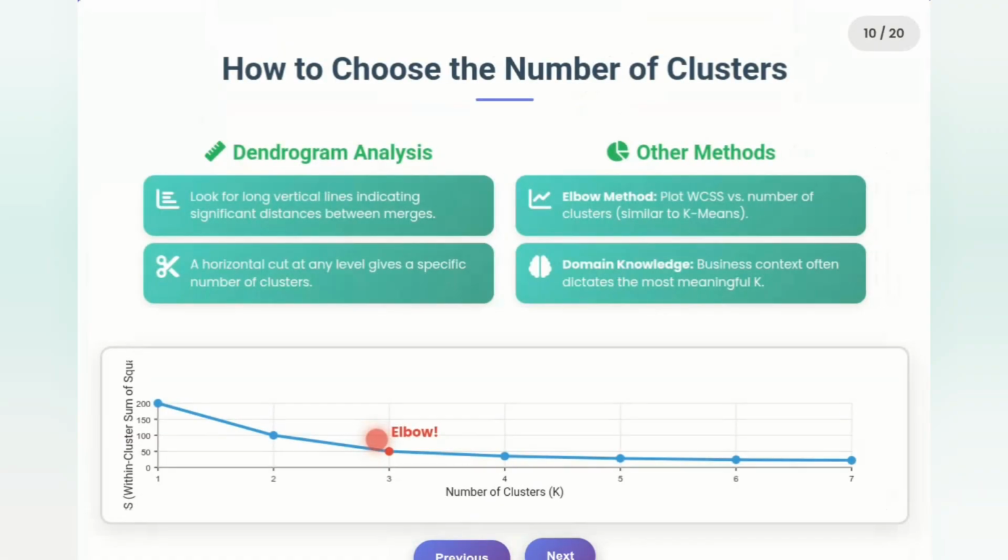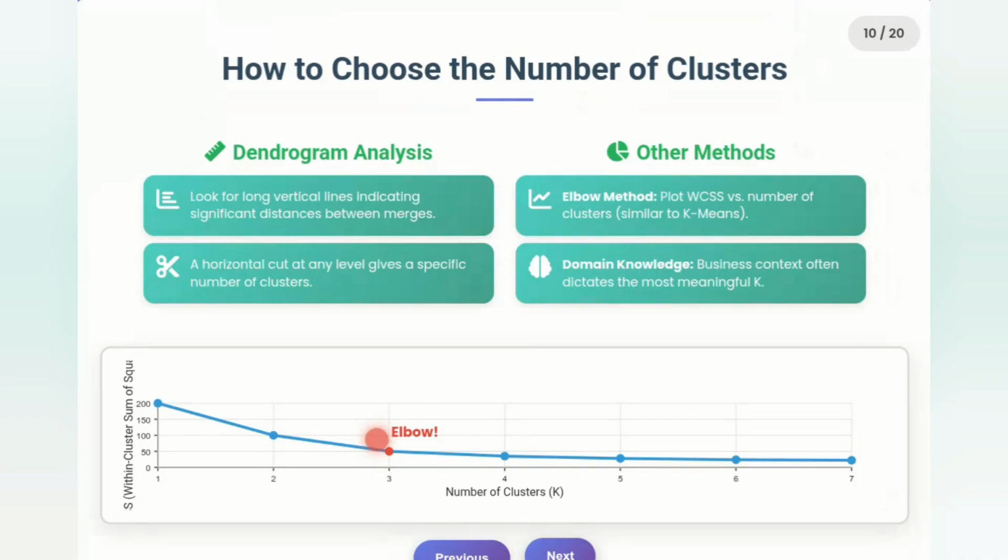Choosing the right number of clusters involves analyzing the dendrogram structure. Look for long vertical lines that indicate significant distances between merges. These suggest natural cluster boundaries. You can also use the elbow method by plotting the within-cluster sum of squares against the number of clusters. Domain knowledge is crucial too.